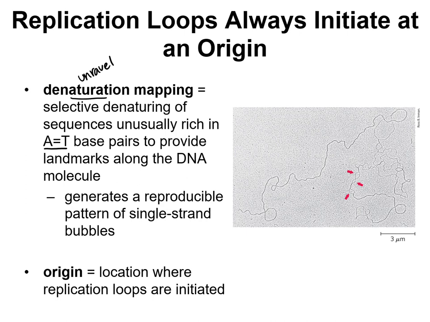This is kind of what the origin looks like, right? And the origin is the location where replication loops are initiated. They are particularly rich in AT base pairs, and this is where you can have the separation of the two strands to enable all of the machinery to bind that you need for replication.